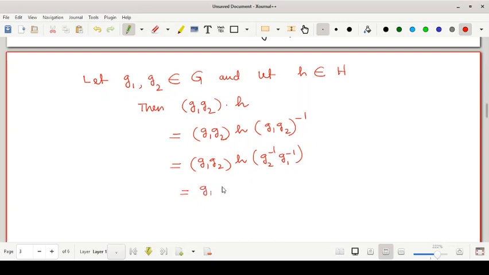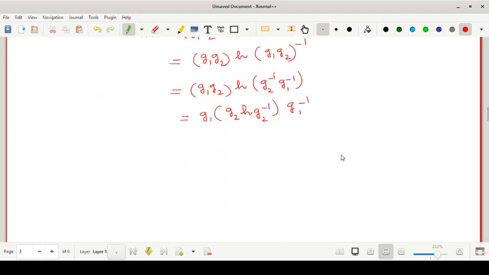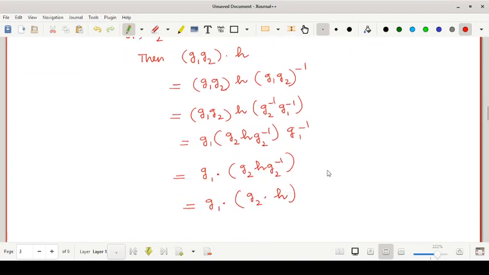This is equal to g1 g2 h g2 inverse g1 inverse. This is equal to g1 acting on g2 h g2 inverse. This is an element of H. But g2 h g2 inverse is nothing but g2 acting on h. So this proves our desired thing.